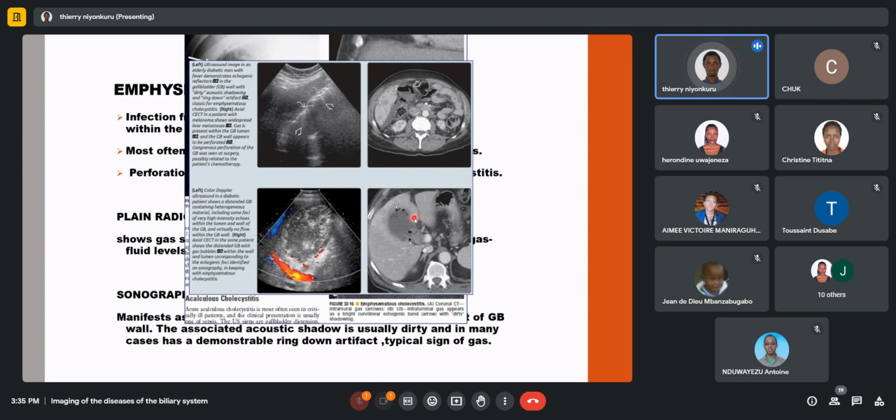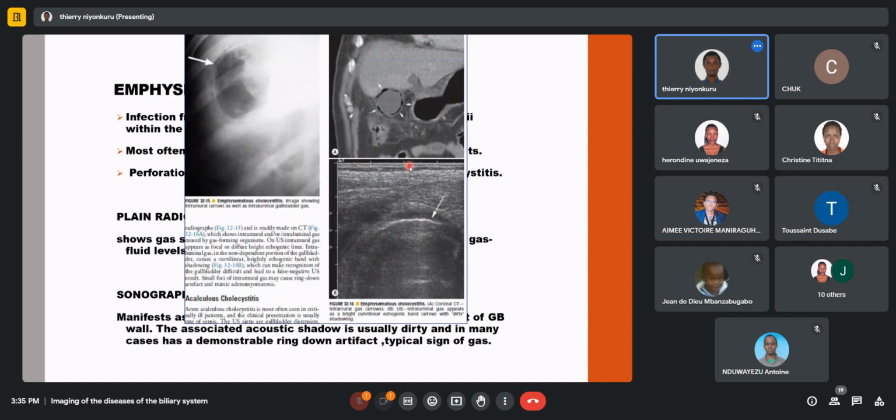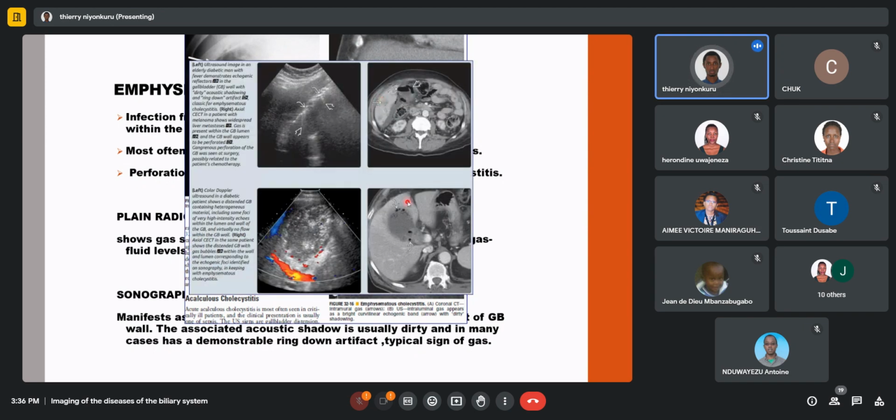It is the same in this patient, where we can see, comparing with this, that the air was in the wall and the air is in the gallbladder lumen. Also a case of emphysematous cholecystitis.